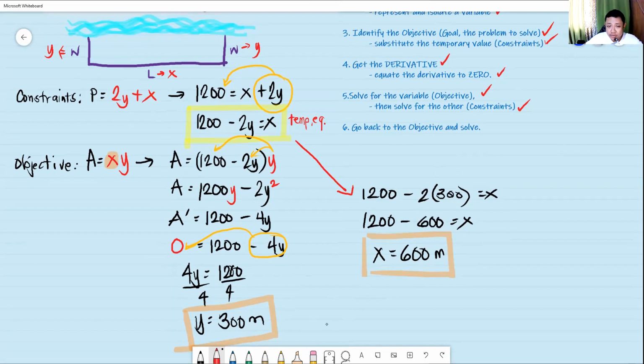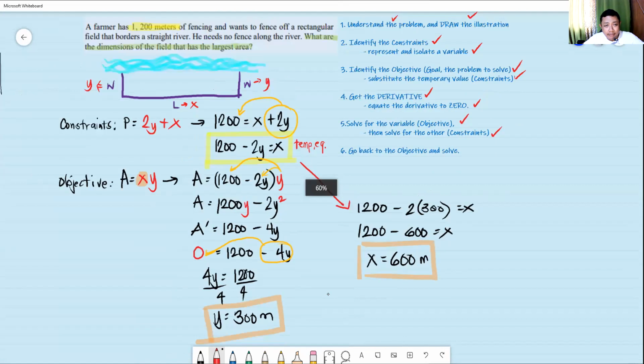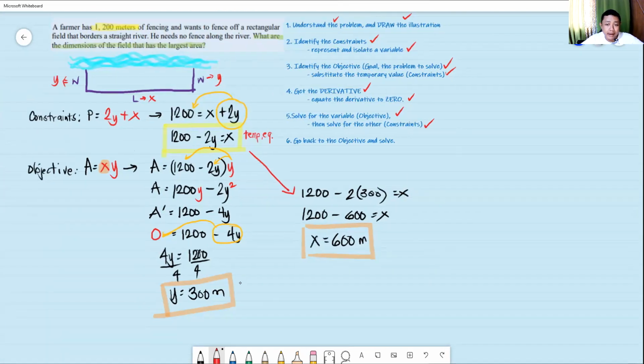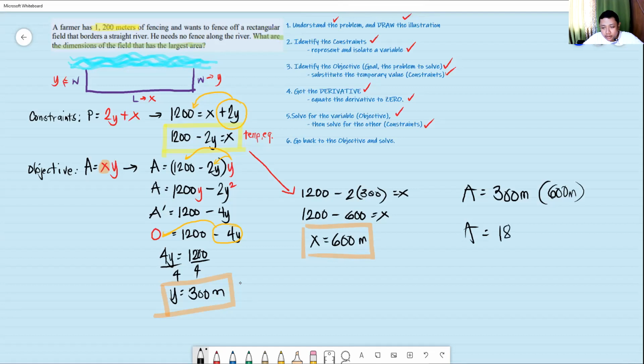And of course, for us to complete, kasi sinasabi dito, the largest area, might as well solve for the area para lang kompleto yung picture ng ating problem. So the area will be length times width, that becomes 300 meters times 600 meters. The area will be equal to 180,000 square meters. Ayun.